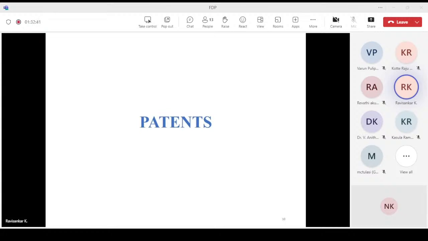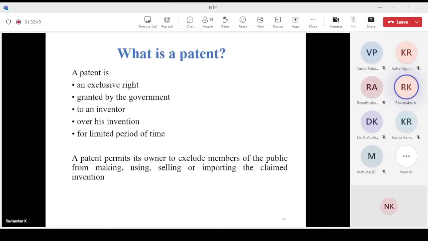As I said earlier, I will go through only the patents. You might know brief information about the introduction to patents, but I will go through a few slides fast. As you know, a patent is an exclusive right granted by the government to an inventor over his invention for a limited period of time. The patent permits its owner to exclude members of the public from making, using, selling or importing the claimed invention.